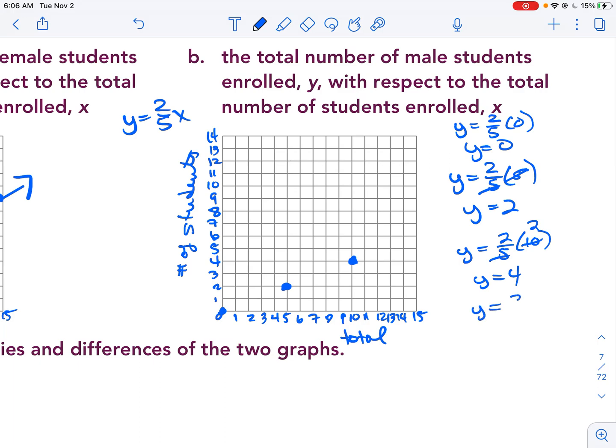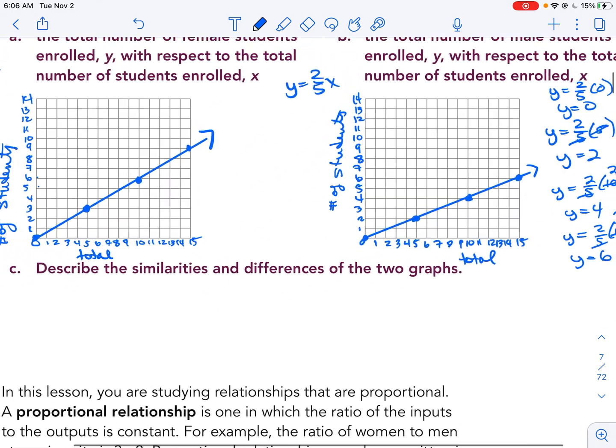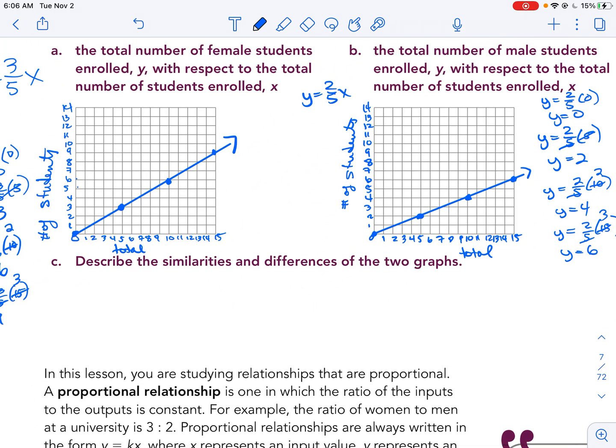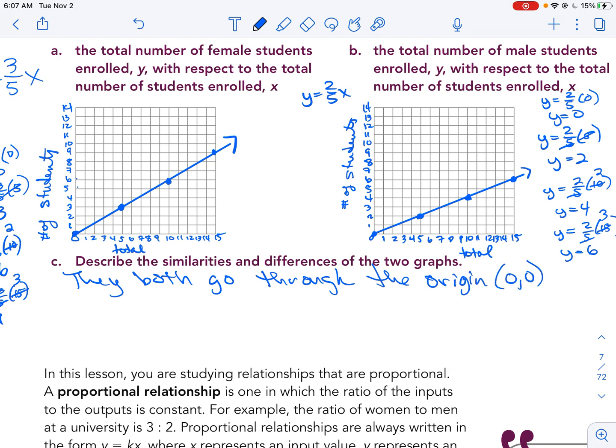And then 15. 5 goes in 3 times, so I get y equals 6. Okay. There we go. Now, what do you notice? They both go through the origin. If you don't remember what that is, that's the point 0, 0.